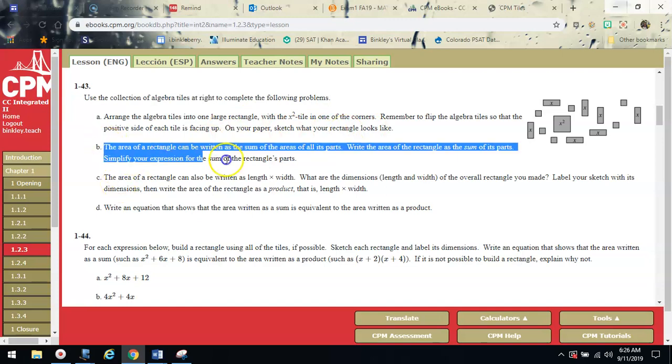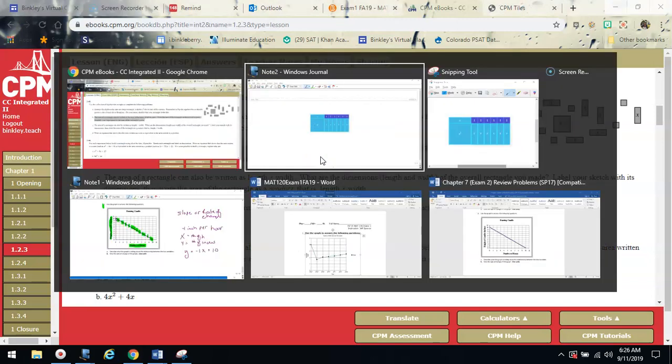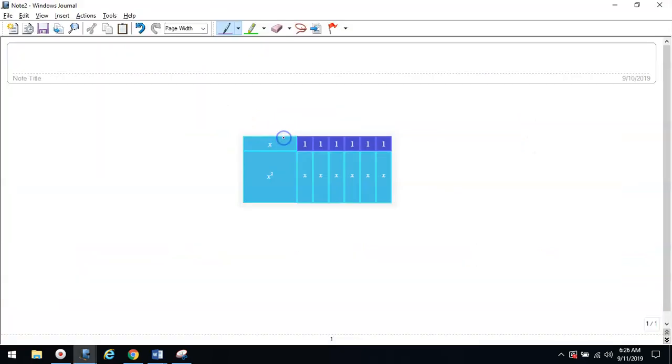And B says the area of a rectangle can be written as the sum of all of its parts. Write the area as the sum of all of its parts. So what that means is here that we have 1 of the x squareds, right? We have 1 of the x squared, so we're just going to count that as 1. So we have 1 x squared plus, so we're adding it all together. And then we are going to say we have how many of just the x?